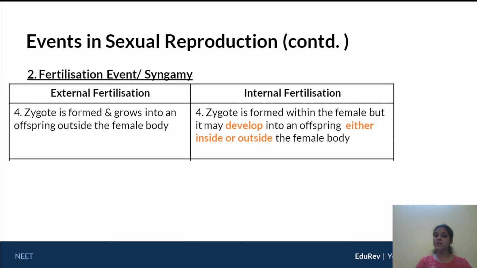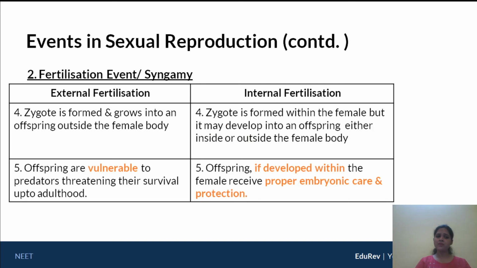However, if you consider the case of chicken, in case of hens, fertilization is internal. However, the zygote develops in an egg outside the female body, which means the hen must actually lay the egg and this particular egg must hatch outside in order to release the zygote. The hen must incubate the egg, which means zygote development is occurring outside the female body.